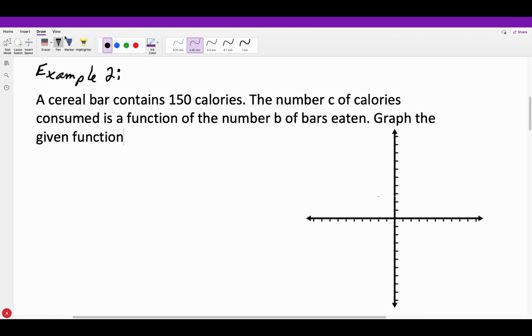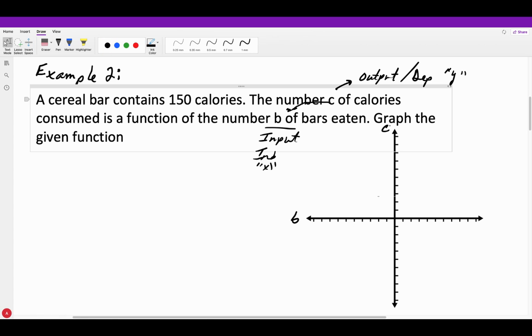Graph the given function. First, we're not dealing with X and Y here. We're dealing with C and B. Since the amount of calories depends on the number of bars eaten, our bars is our input, or our independent variable, which means this is our typical X. So B is going to go along our horizontal line, and C is our output, or our dependent variable, which is our typical Y. So our vertical line is going to be C. Just because it's not X and Y doesn't mean we can't still graph it. We just have to think about which is our dependent versus which is our independent variable, and it just replaces that on our graph.